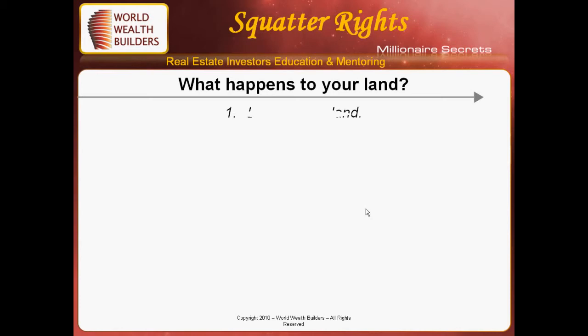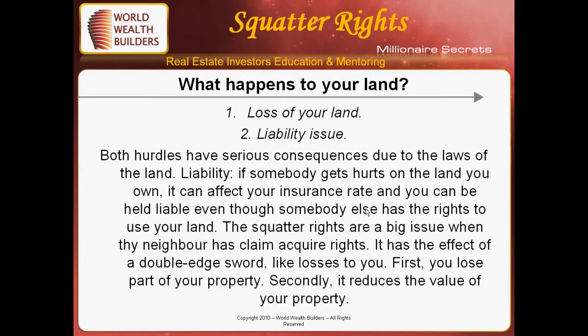What happens to your land? Here we go. You can lose your land. Second, there is an element of liability. Both hurdles have serious consequences. Liability: if somebody gets hurt on the land you own, it can affect your insurance rate and you can be held liable even though somebody else has the right over your land. Squatter rights are a big issue with neighbors. It's like a double-edged sword. You lose both ways. First, you lose part of the property. Secondly, it reduces the value of your property.